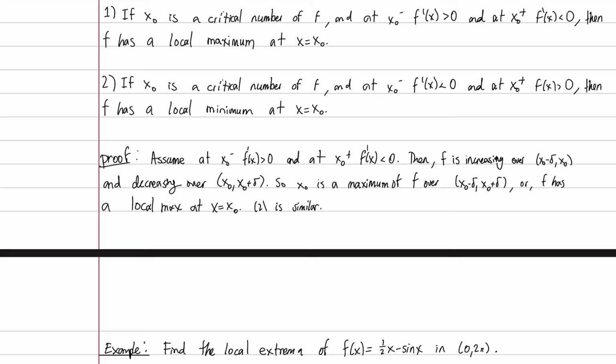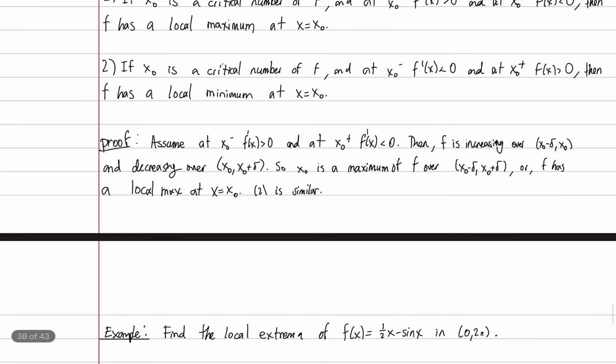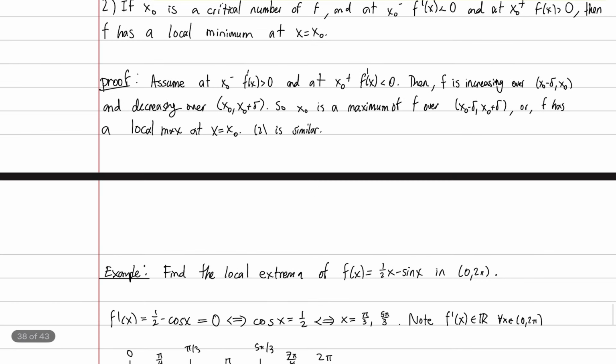So x naught is a maximum of f over the entire delta neighborhood because, of course, you can verify this if you want, but if f is increasing to the left and decreasing to the right, then at the point it has to reach a maximum. And this is the same thing as saying that f has a local maximum at x equals x naught, right? We could find an interval which contains this point, such that that point is the maximum. And of course, 2 is similar, right? Same idea, just flip the sign.